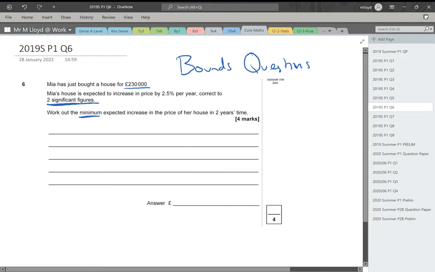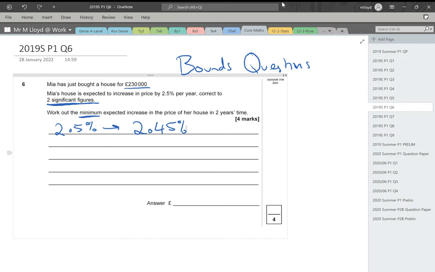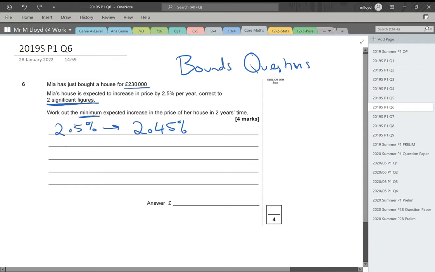So our first calculation has to be, what will that percentage actually be? If it's the two significant figures, we're looking at 2.45% being the smallest percentage that it could be. And that is therefore the lower bound. We're then going to do the calculation. So we've got £230,000, which is the house value, multiplied by 1.0245 squared.